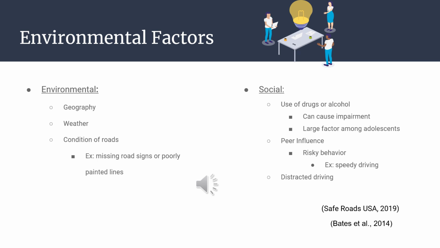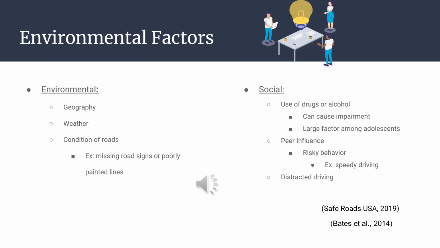This also leads to peer influence. So a lot of adolescents and young adults listen to each other, and this can increase risky behavior. This can cause them to speed, to not follow road signs, maybe not stop at the stop sign, which can lead to more accidents.